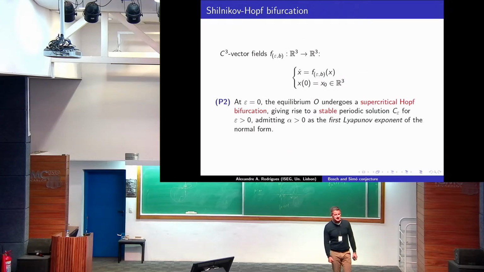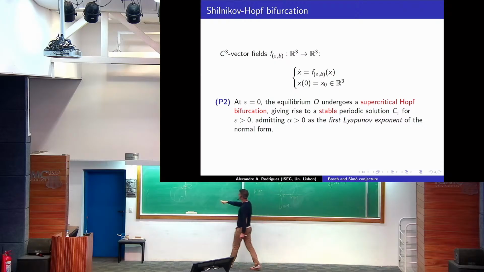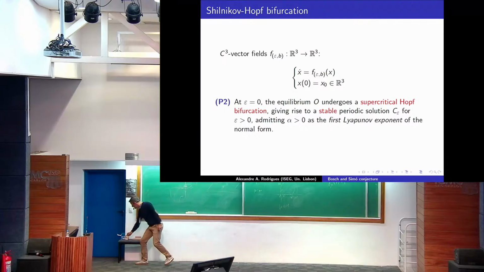Second hypothesis. I have two parameters. For epsilon equal to 0, I'm going to assume that I have a supercritical Hopf bifurcation. What is the meaning of a supercritical Hopf bifurcation? It means that this O undergoes a supercritical Hopf bifurcation. So I have this situation. O becomes unstable and a periodic solution that is stable appears.